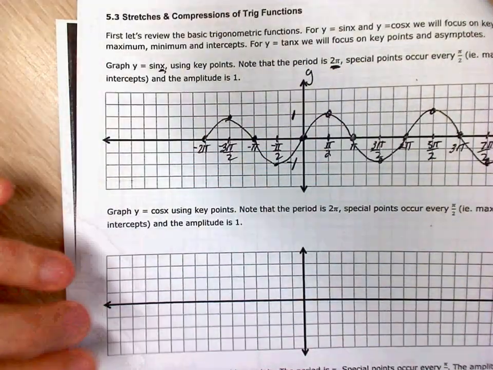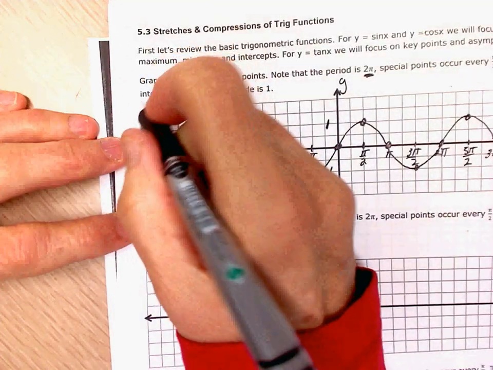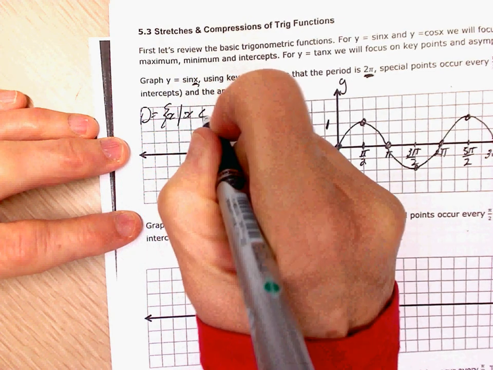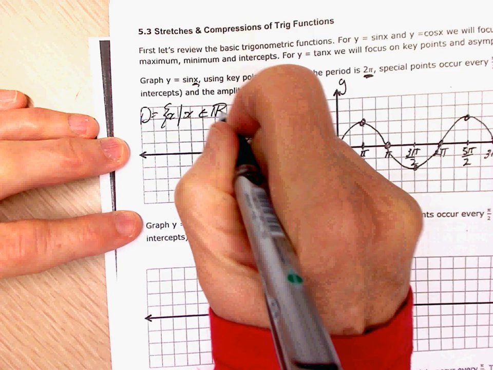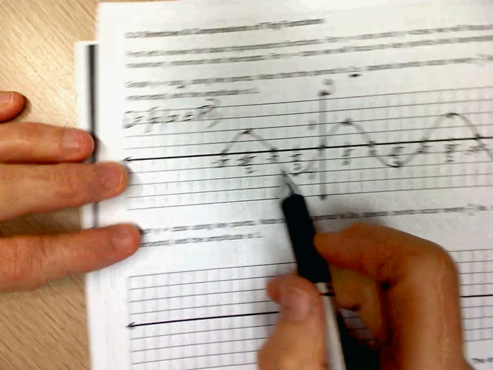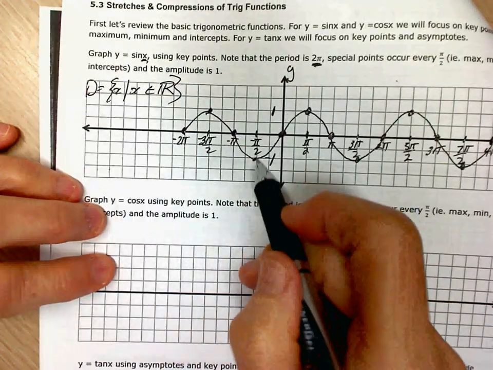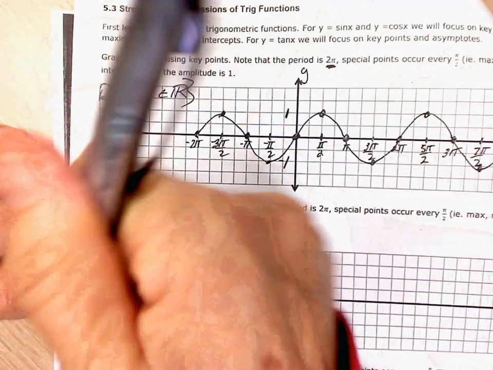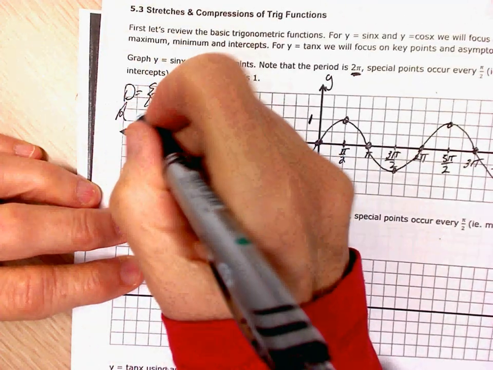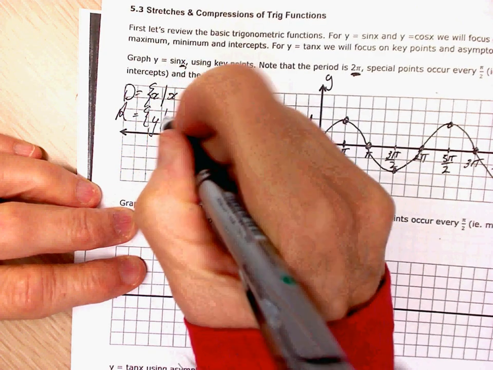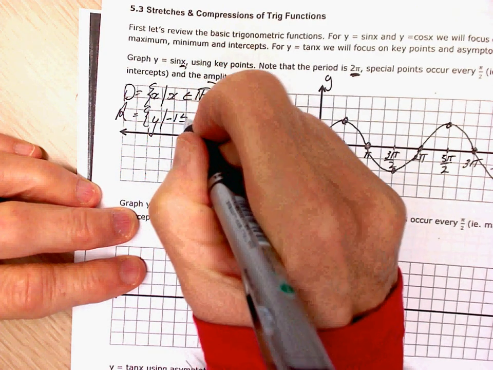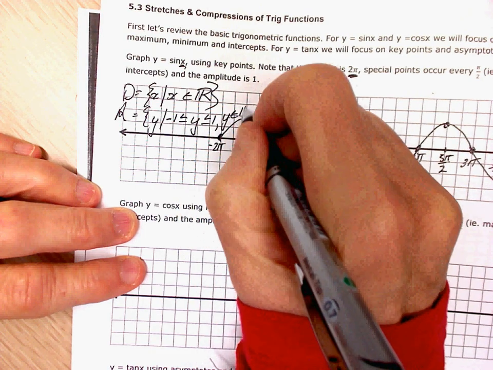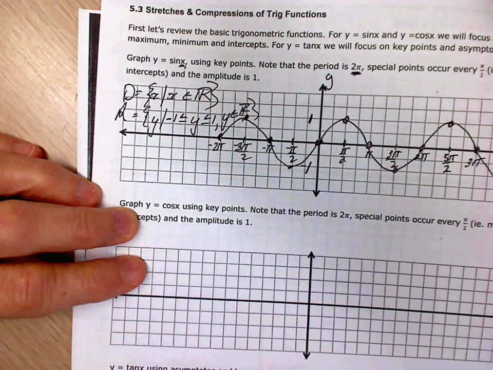Okay, so notice the domain is x such that x is any element of real numbers. Even though we're talking about radians, the radian measure like pi by 2, these are all real numbers. And our range is y such that negative 1 is less than or equal to y is less than or equal to 1, y an element of real numbers.